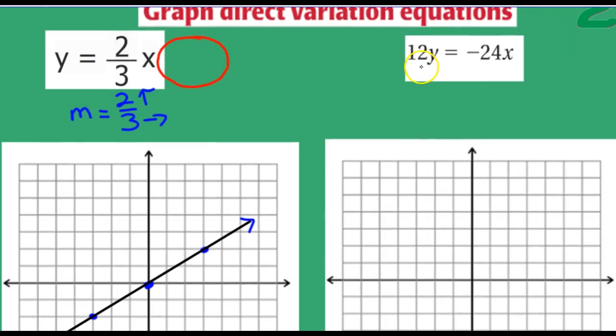Our second problem, we need to get y by itself, so we need to divide by 12. So we get y equals negative 24x divided by 12, which is negative 2x. We don't have a y-intercept, so we know that this is direct variation. It's going to go through the origin. So we're going to have a point at 0, 0. Now our slope is m equals negative 2. We don't have a rise over run yet, so we need to put a 1 underneath it.